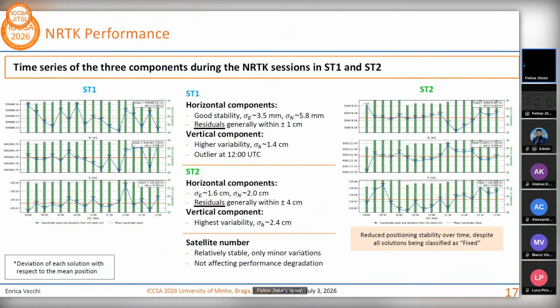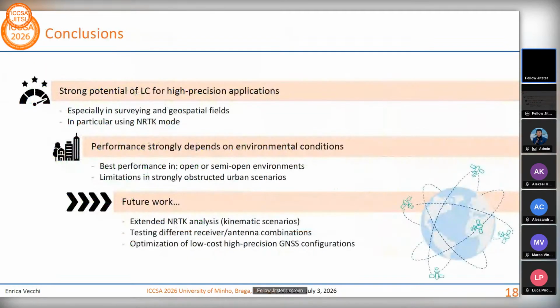The residuals are generally within 4 centimeters, and the vertical component increases its sigma value by 2 times. For the satellite number, we didn't find any correlation because the number remained quite stable in the 2 environments and in the 2 time series. I move to the conclusion.